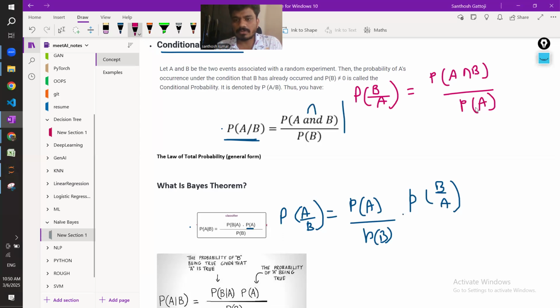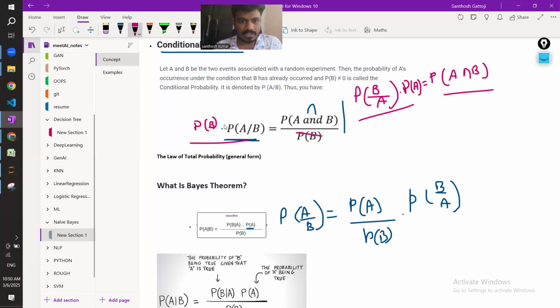So this I'm sending here. Instead of writing, I'm just writing it here. So probability of A intersection B equals probability of A into this. Now this also I will send here. It will become probability of B into this. So probability of A intersection B equals this, and it is also equal to this. That means this equals this, correct?